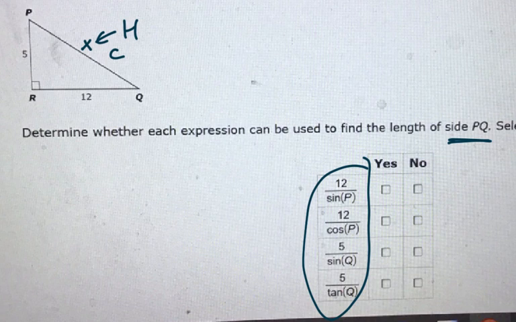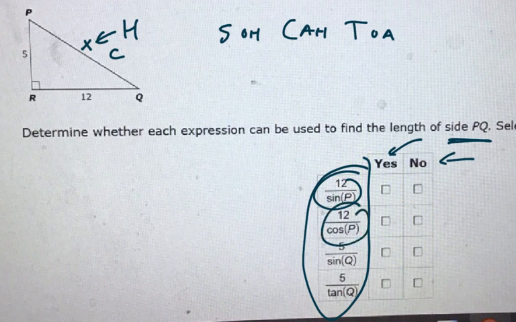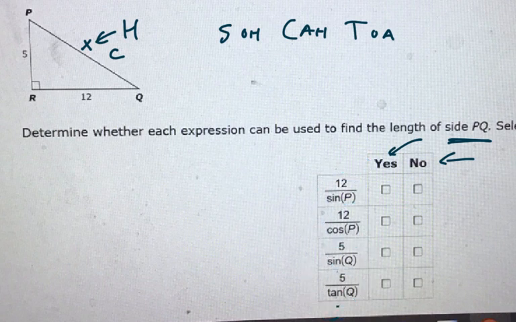They're forcing us to use SOHCAHTOA. Some old hippie caught another hippie tripping on apples. Okay, good old SOHCAHTOA, right? Well, the way you approach a problem like this with a bunch of yes and no's, guys, is you do each of these one by one. That's what you got to do, one by one.